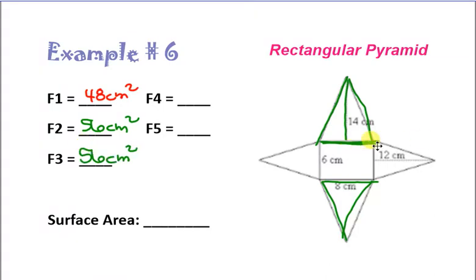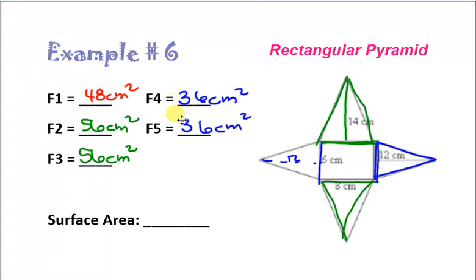Now the other two triangles are also going to be the same. So this is 6 and this is 6. This, the height is 12. This height here is going to be 12. And so 6 times 12 times 0.5 is going to give us 36 centimeters squared. And once I have all of these, I can add them all up. So 48 plus 56 plus 56 plus 36 plus 36, and that's going to give us 232 centimeters squared.